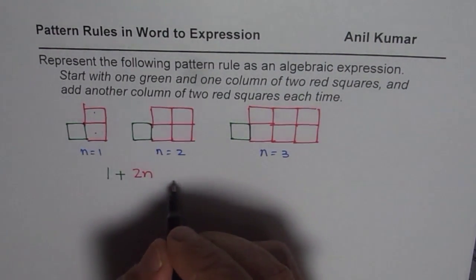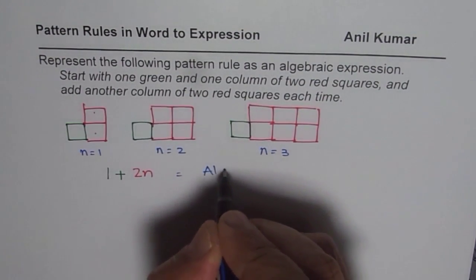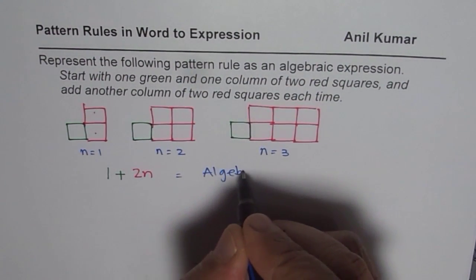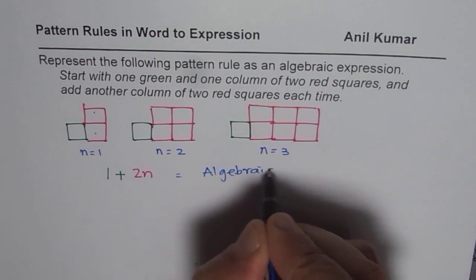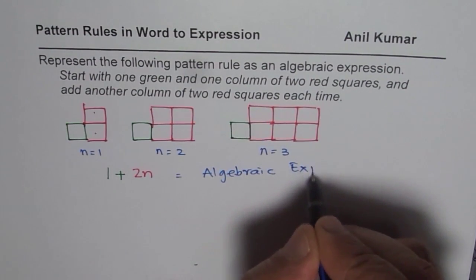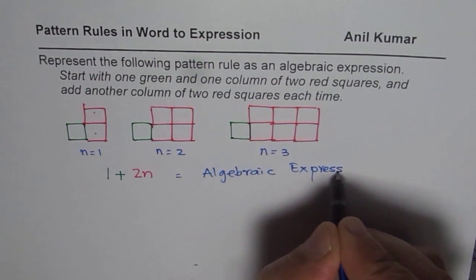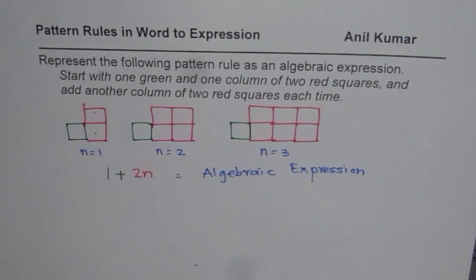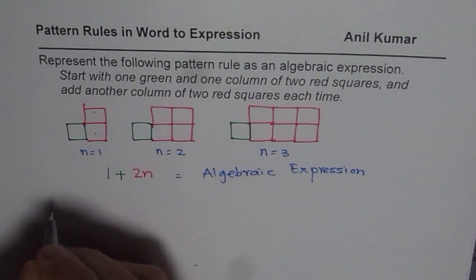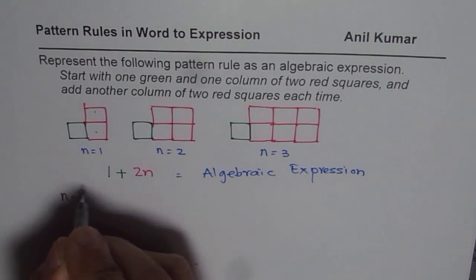So that gives you an algebraic expression, correct? So that becomes an algebraic expression. You get the idea, right? So this is an algebraic expression which describes the pattern. Now let us test. If n equals 1, then how many blocks do we get?